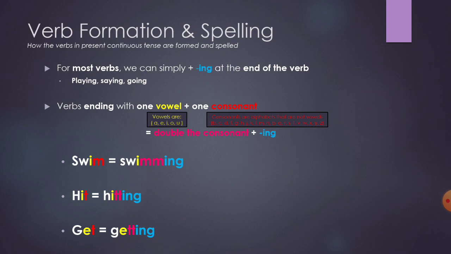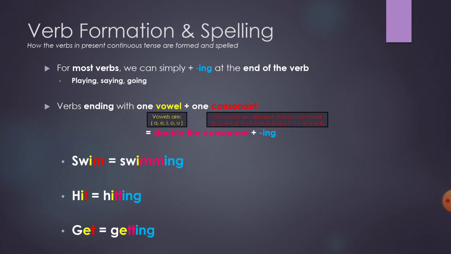The example there, playing. Play plus ing. Saying, say plus ing. Going, go plus ing. This is the simplest one, where you just add ing at the end of the verbs. For the second variation, for verbs ending with one vowel followed by one consonant, to form the present continuous tense, the consonant needs to be doubled, then plus ing.